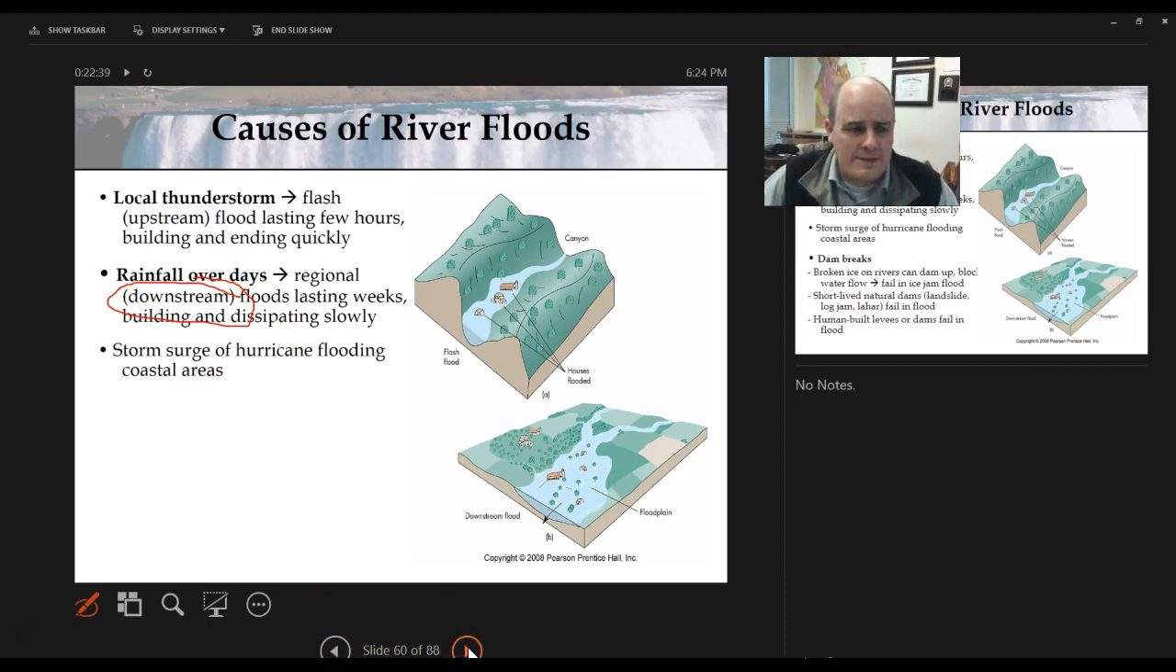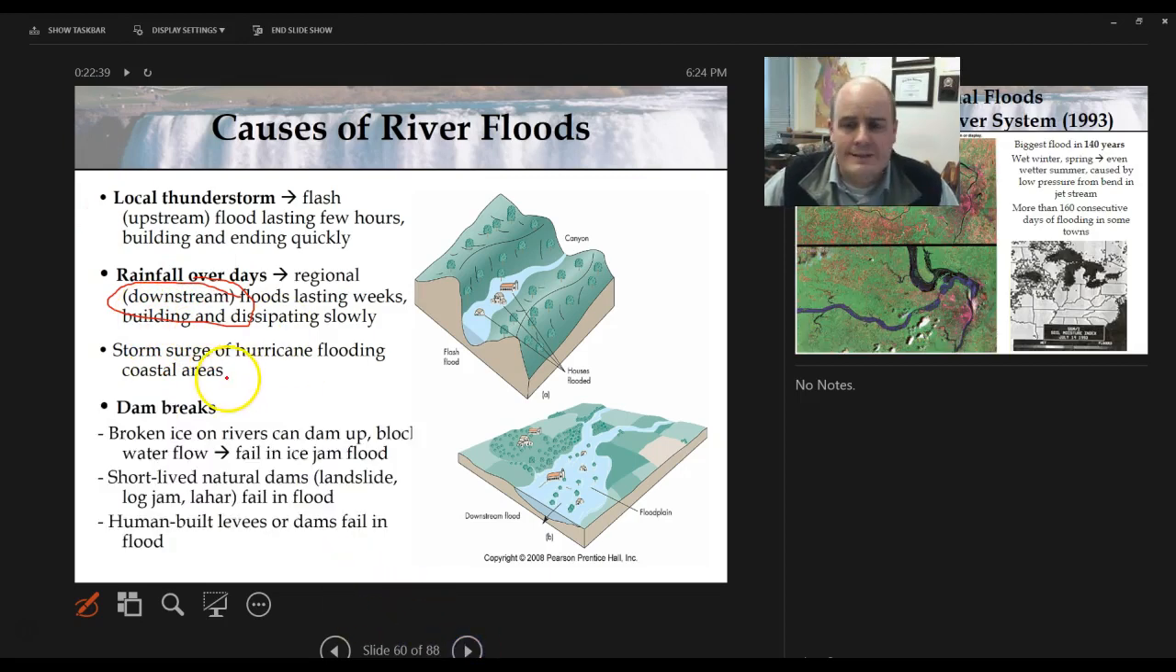Okay. Now there are other types of floods that you can have too. You can have storm surges because of hurricanes, which happened during Hurricane Matthew and Florence and some of these other hurricanes. We had some big flooding caused by storm surges. Or you can have dam breaks, like ice jam floods, where you have ice on a big lake accumulating at the mouth of the river, so therefore it backs up and forms a dam for a little while, and then it breaks and goes down. You can have natural dams like landslides going into a river that therefore dam the river for a while, and then it fails going down. You can have human-built dams or levees.